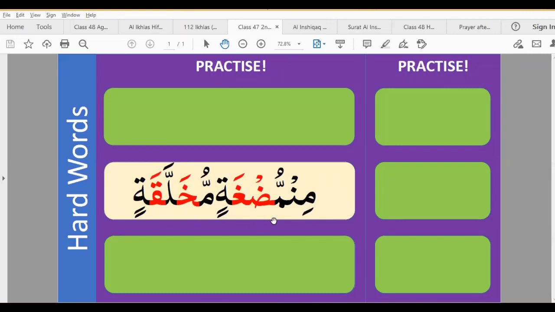So this is the word that we're going to tackle in today's class. So let's take it section by section, okay? First thing we're going to do over here is we're going to read the Ta'awwudh and Tasmiyah, okay?